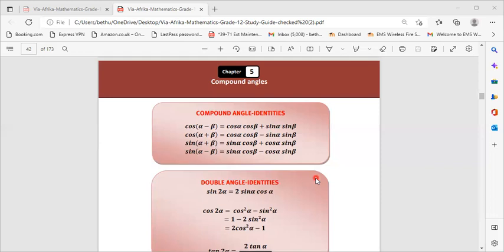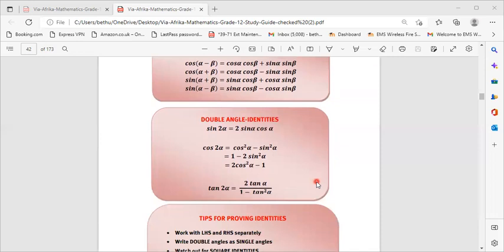Number 3, sine of alpha plus beta. You can write it as sine alpha times cos beta plus cos alpha times sine beta. Number 4, sine of alpha minus beta, is equal to sine alpha times cos beta minus cos alpha times sine beta. Fortunately, these are given to you in your formula sheets, so you don't have to know these off by heart.